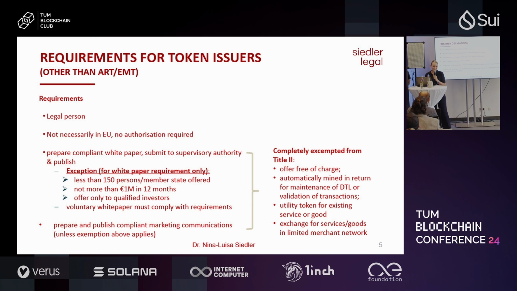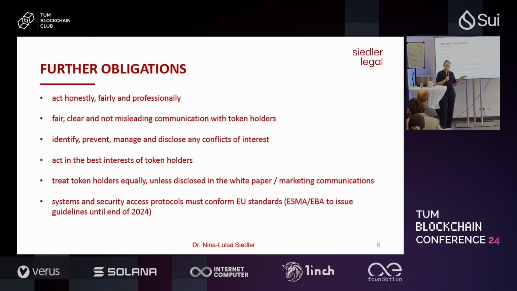Okay, these are the additional requirements, right? So if you fall only under the exemptions that stem from the prospectus regulation, the 150 investors per member state, or not more than 1 million within a year, then you're still caught by these obligations, although you don't need to write a white paper. And this is actually also very broad, right? Not only to act honestly, fairly, and professionally, okay, right? That's fine. But also to always communicate fair, clear, and not misleading with the token holder, to identify conflicts of interest, and then this is somewhat under discussion: to act in the best interest of the token holders.